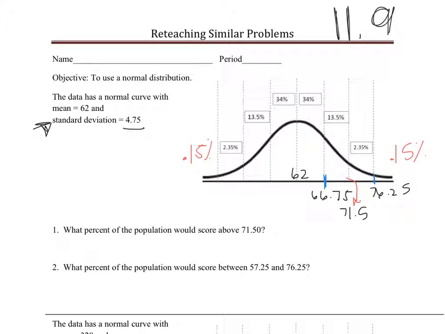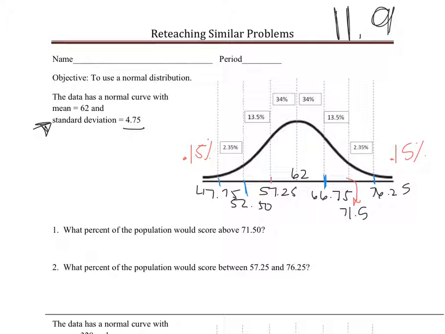On the other side, I have to subtract, so I take 62 and subtract 4.75. I get 57.25. Subtract 4.75 again, I get 52.50. And I subtract 4.75 again, I get 47.75. Again, this is this one, this is this one, and this one.